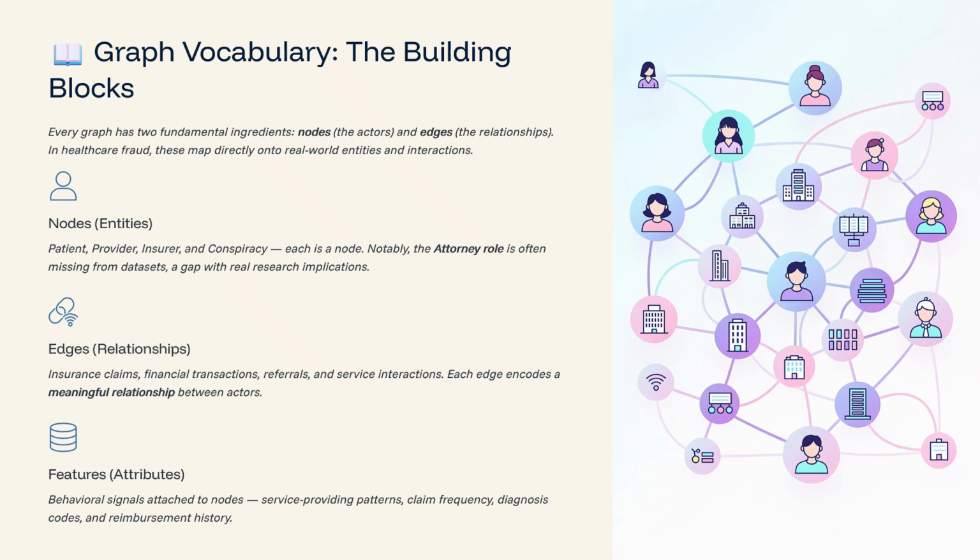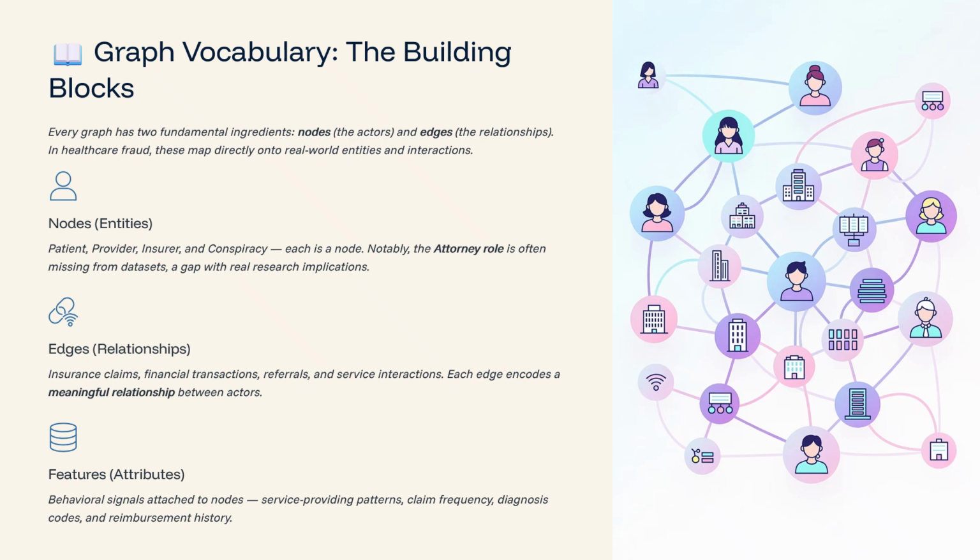One such entity that we saw in the last episode is the attorney's role, which plays a significant part in many real-world fraud cases. It is often missing from publicly available datasets. That's a gap with real implications for research and something we will acknowledge when we talk about limitations.